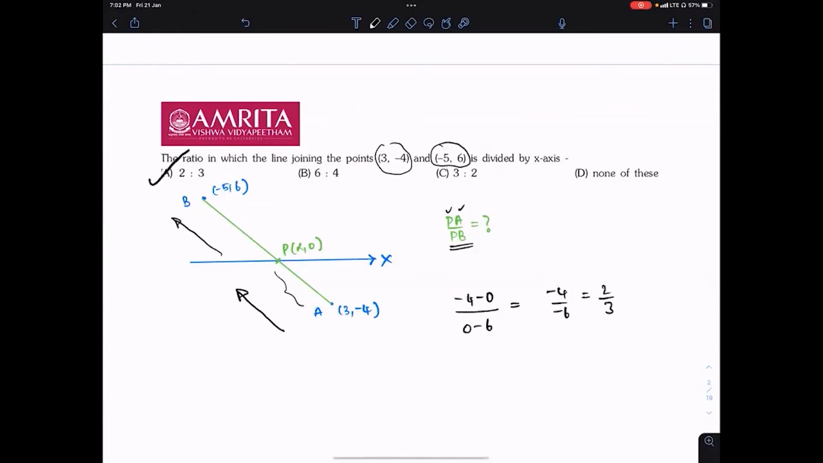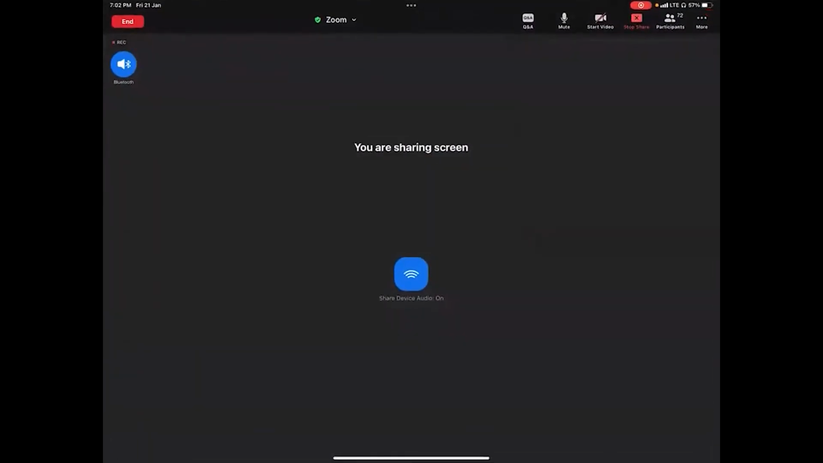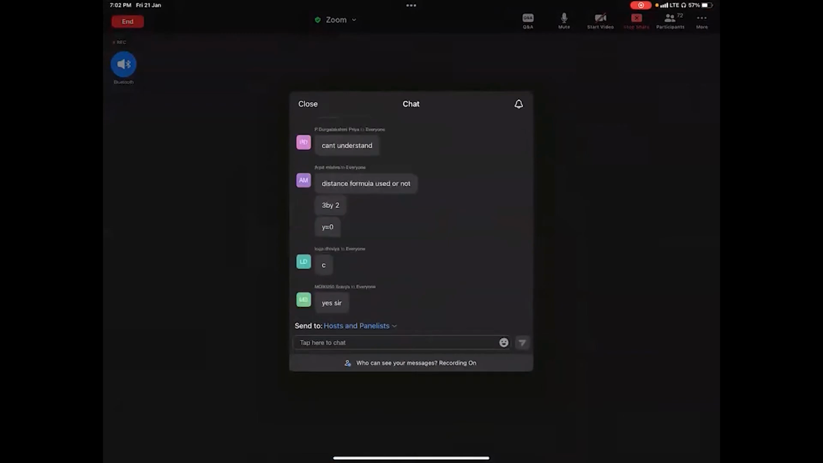So in what ratio will the x-axis divide them? 2:3. Okay. Is that clear? Yeah. Okay.